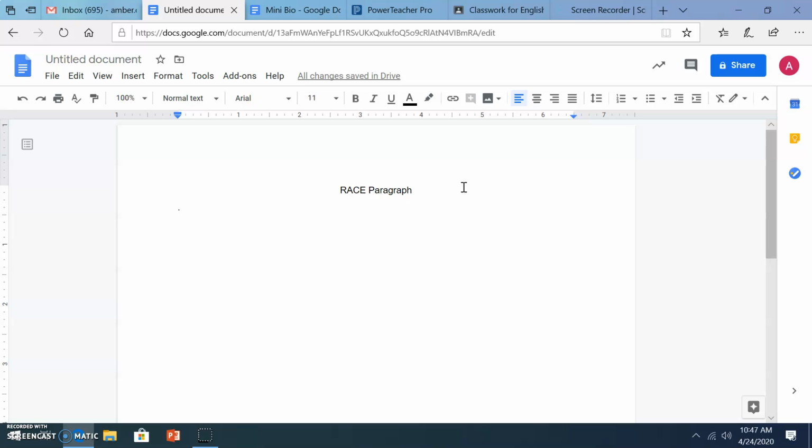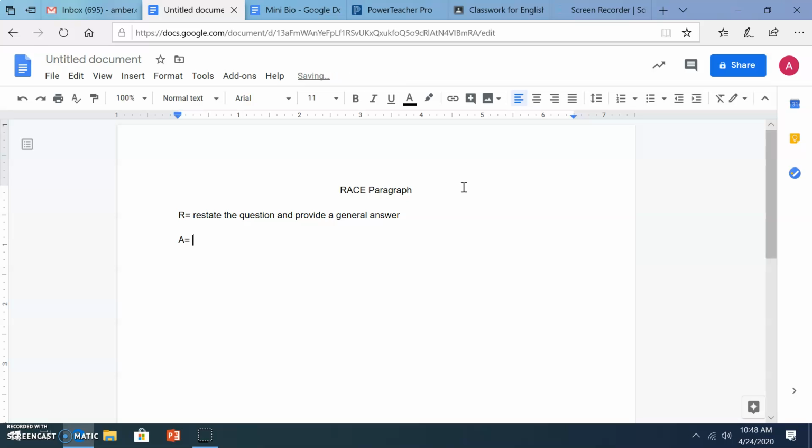Okay, so as you know, the letters in RACE all stand for something. First one is R. R is to restate the question and provide a general answer. So this week you've been asked to write a RACE paragraph where you discuss either an example of imagery or an example of symbolism from this week's reading. If you were going to restate that question and provide a general answer, you would say something like, an example of imagery in chapter 8 of The Adventures of Tom Sawyer is, and then you would just state what that example of imagery is, and that would be your general answer.